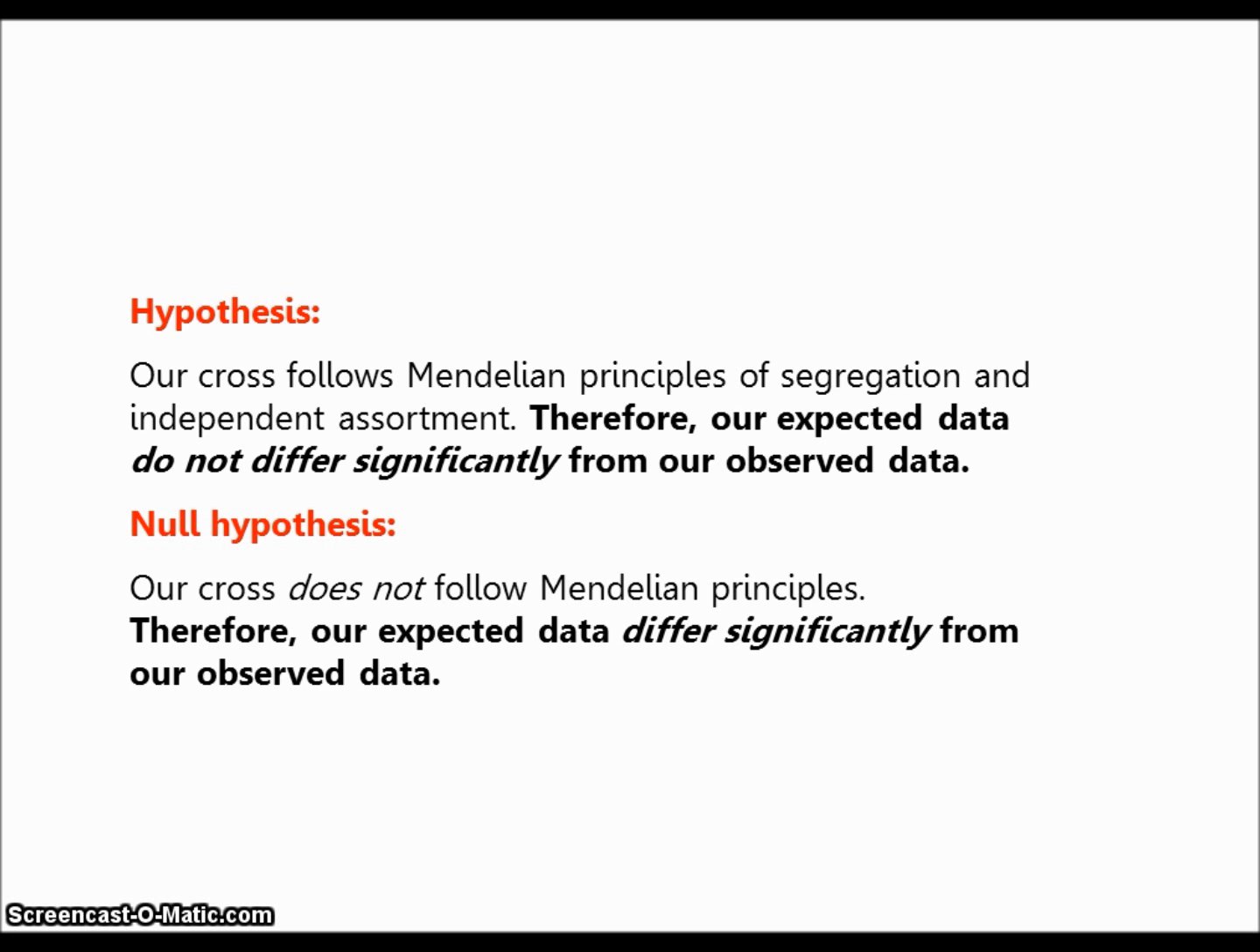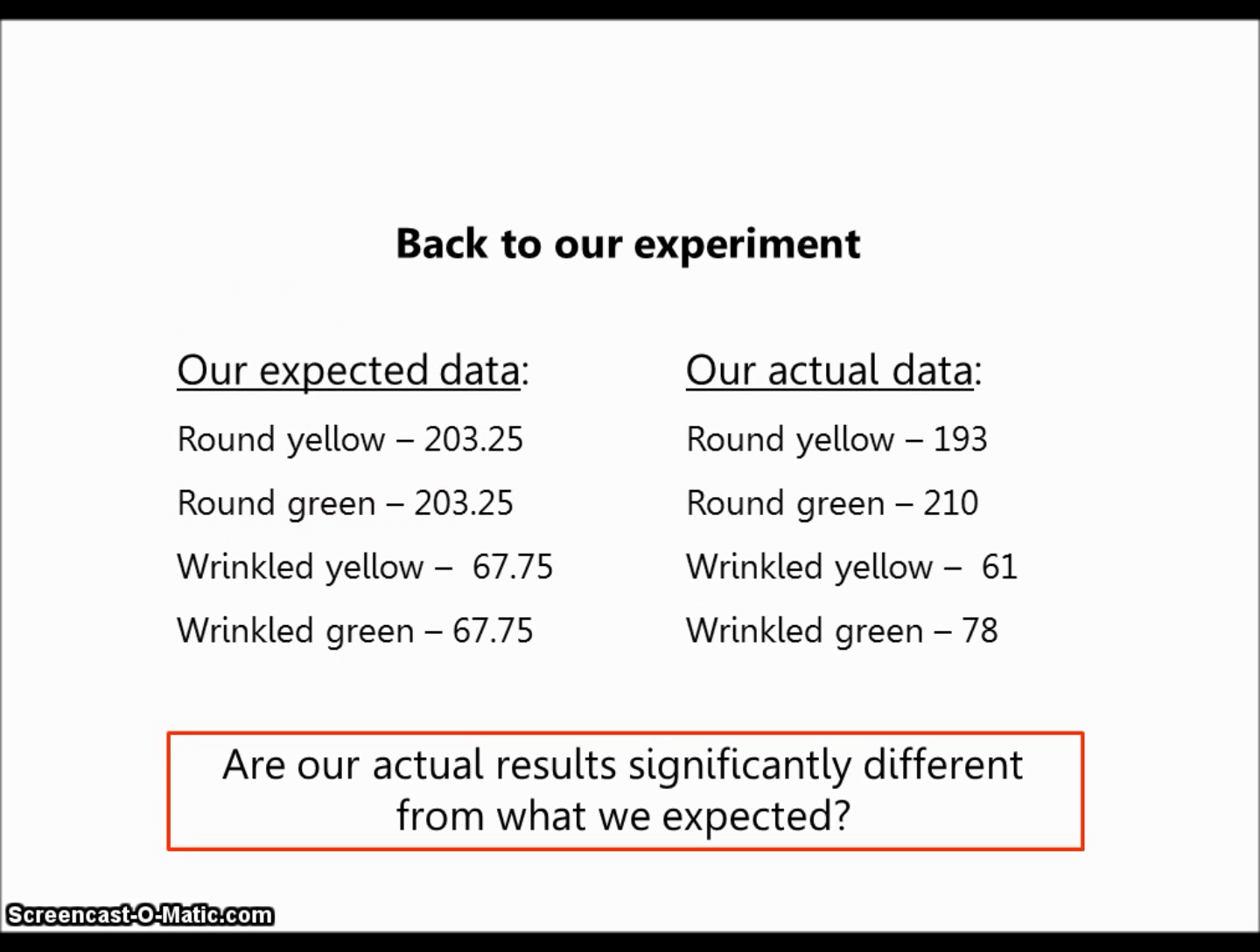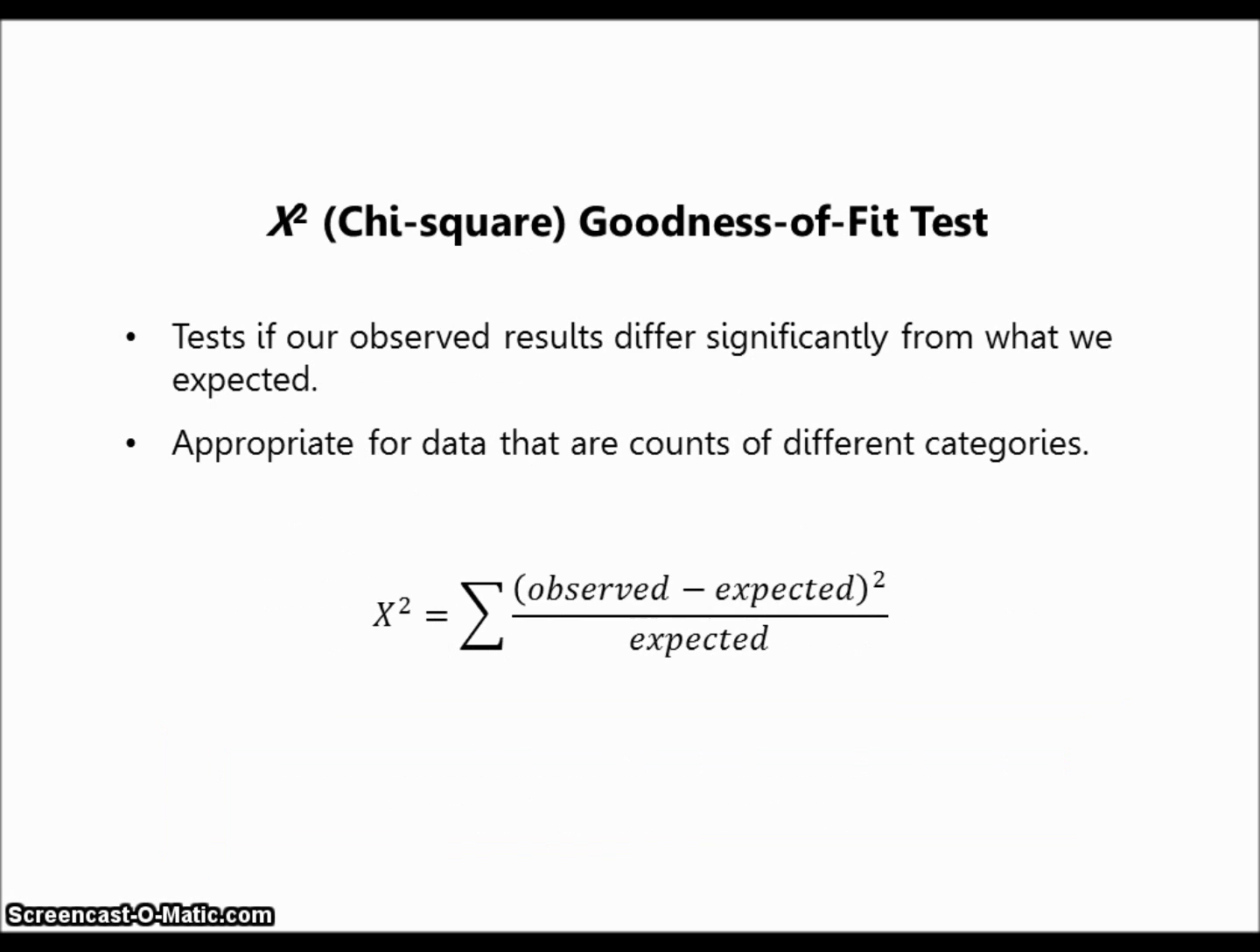Alternatively, our null hypothesis is just the opposite of that: our cross does not follow Mendelian principles, and therefore our expected data do differ significantly from our observed data. So this is what we're testing. And to do this, we are going to use the chi-square test.